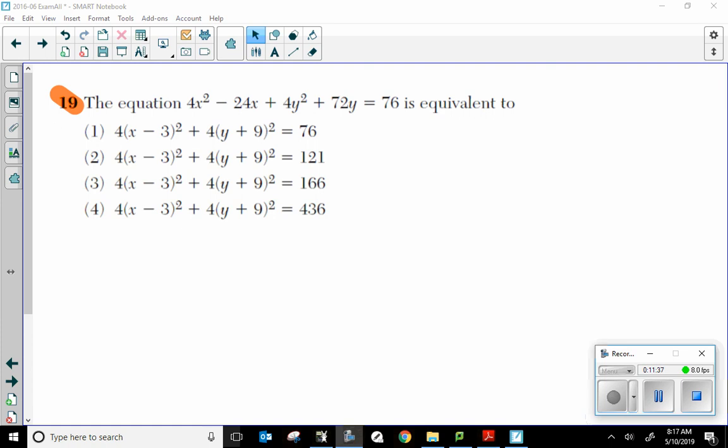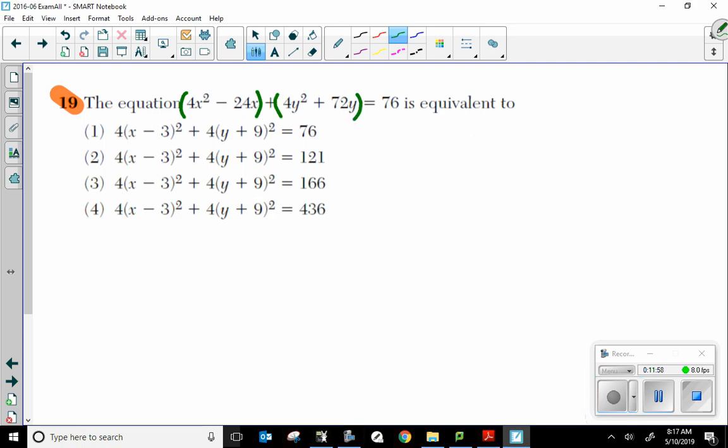Number 19, our old friend completing the square rears its ugly little face. The equation 4x squared minus 24x plus 4y squared plus 72y equals 76 is equivalent to what? Okay, I've got to do completing the square to both my x's and to my y's. I don't have to solve it completely, but I really just need to set it up so that I have two perfect squares in there. And that's exactly what we're going to do.